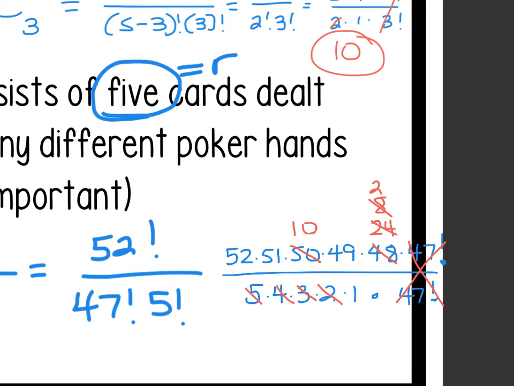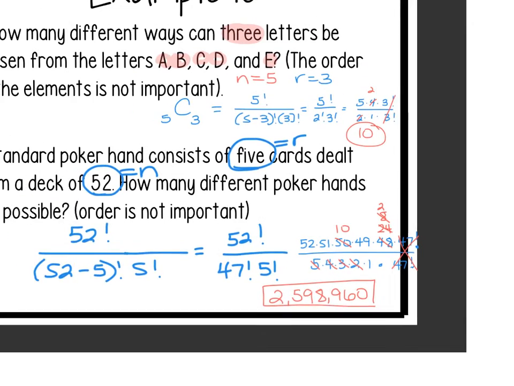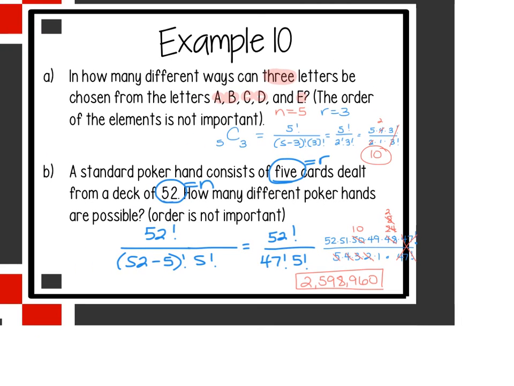And then you want to multiply out what's there. So if I do 52 times 51 times 10 times 49 times 2, I get 2,598,960. So that's a lot of different poker hands that you can get from the same set.